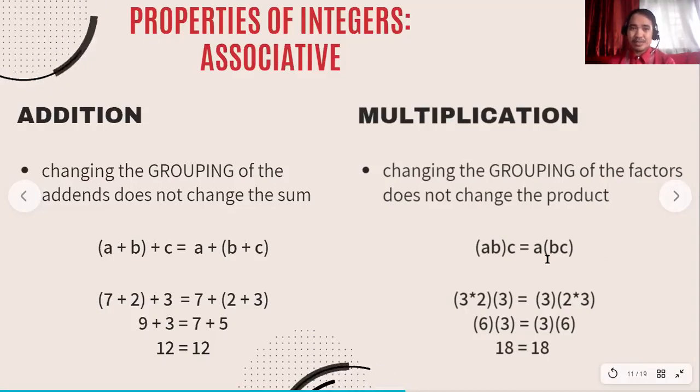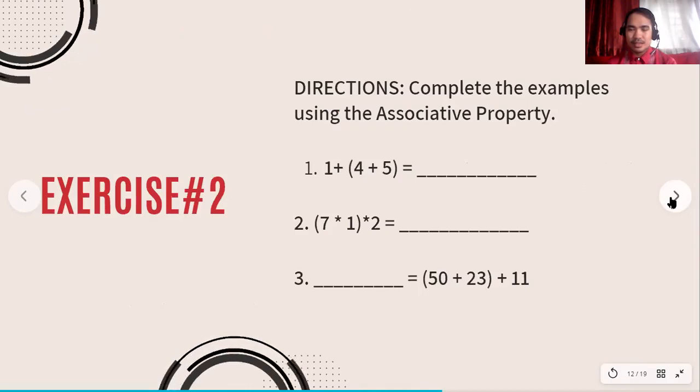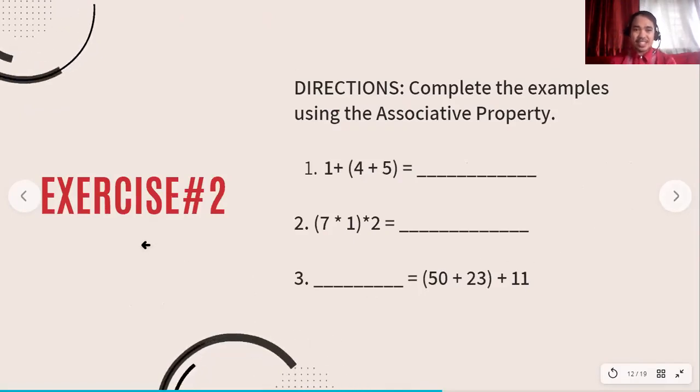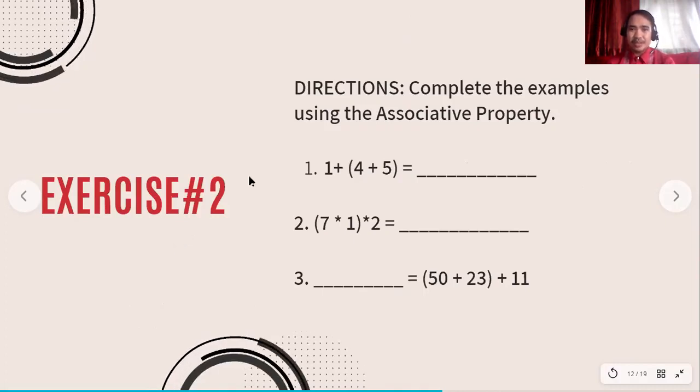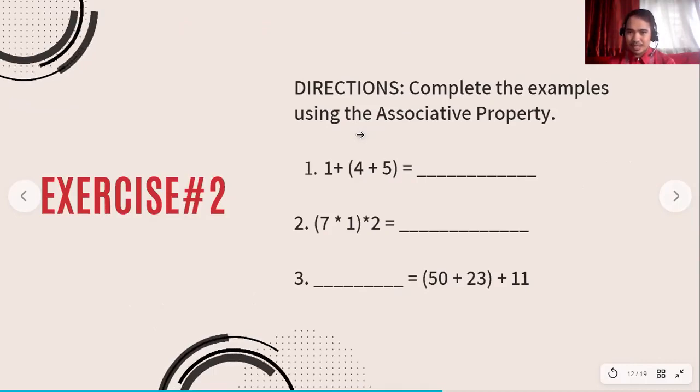Remember, in associative, grouping. What about in commutative? Order. Now, let us try to answer exercise number 2. Same direction, that is to complete the examples using the associative property.